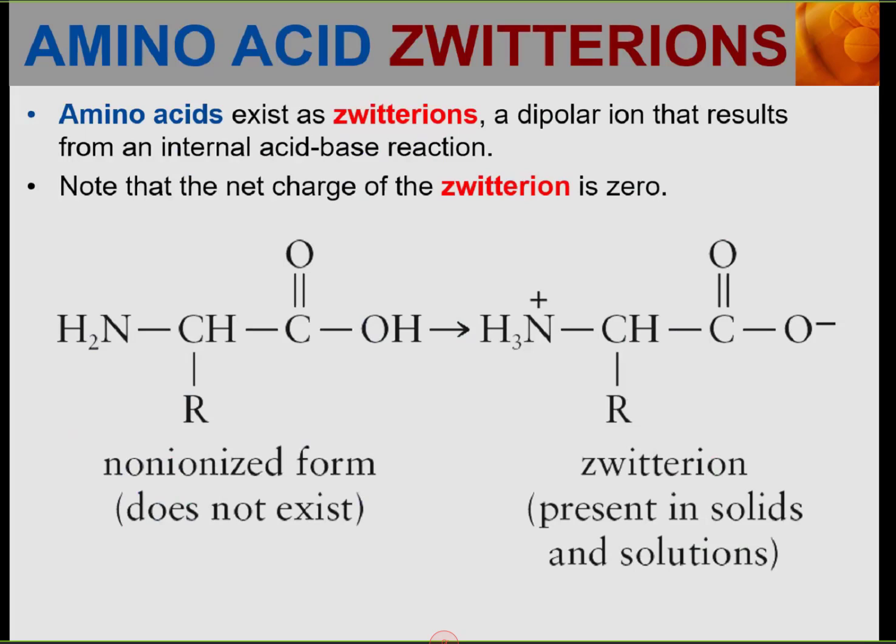Zwitter means 2 in German. So when you have that, you have 2 charges. You have a positive charge and a negative charge. They negate each other, but you have those charges there. And the non-ionized form that you see on the left, where the nitrogen doesn't have the positive charge and the carboxylic group has an acidic hydrogen, doesn't exist. So the amino acids exist in various forms, and one of them is this zwitterion that you're looking at now.